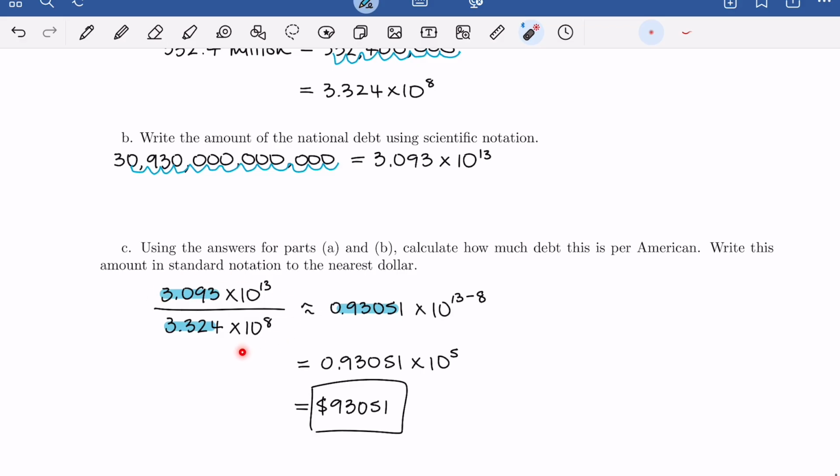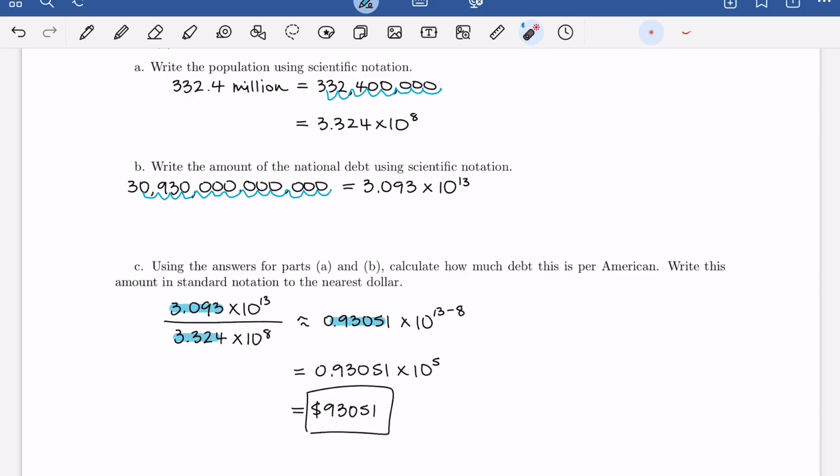So this is how we would use scientific notation and our rules for exponents in order to simplify these types of calculations.